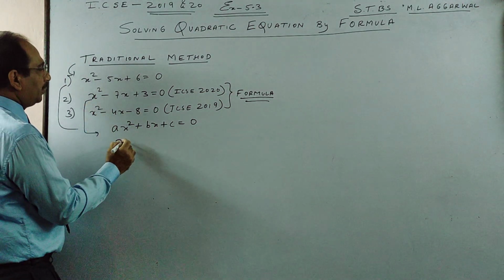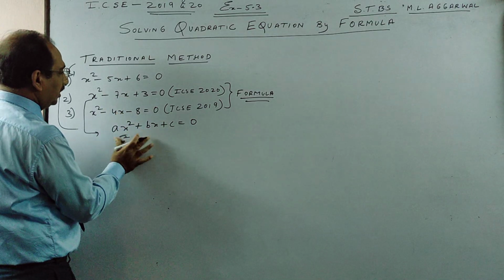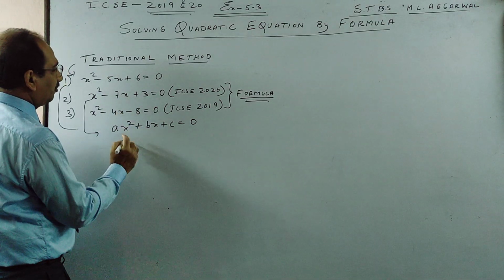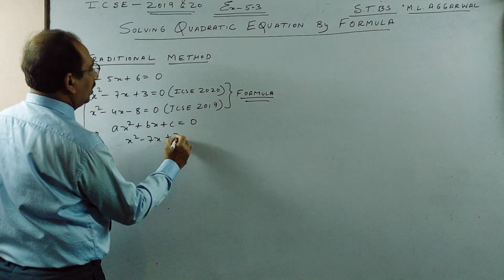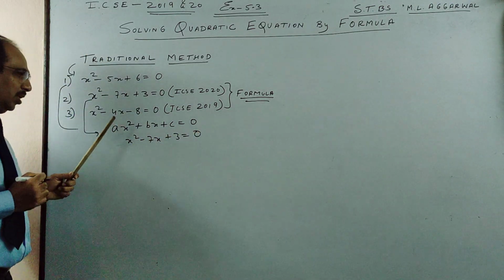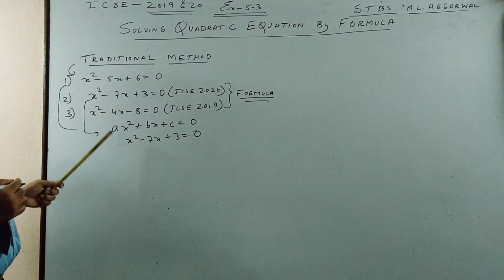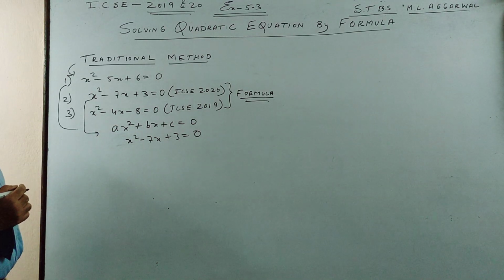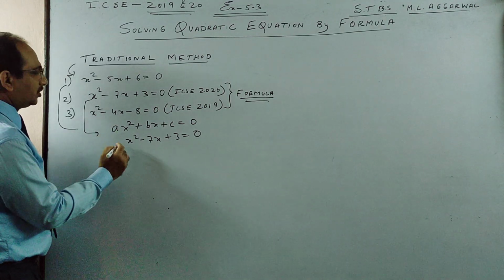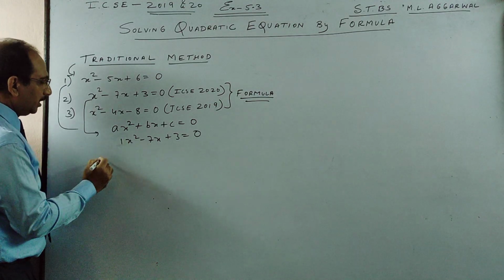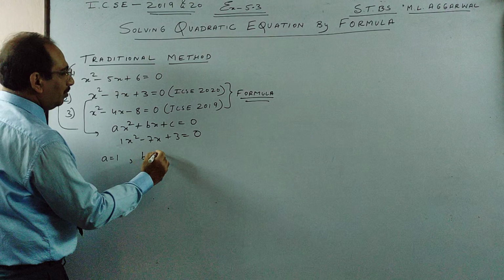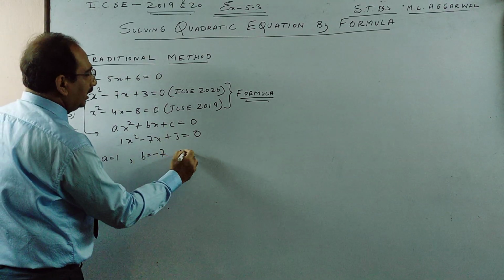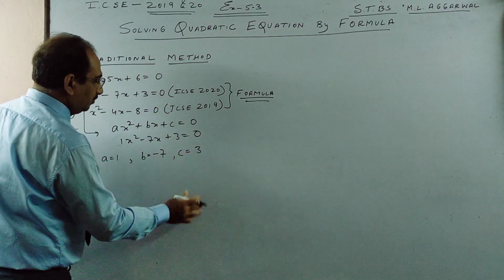You compare this equation with the standard form. So x square minus 7x plus 3 is equal to 0. We compare this with the standard form. So what do we get, children? A is 1, since nothing is written there, B is minus 7 and C is 3.